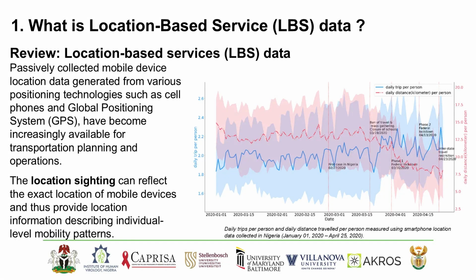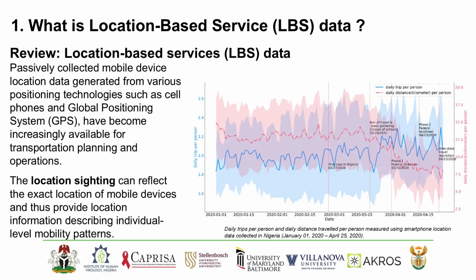Let's take a moment to review what we mean by LBS data, or location-based services data. This type of data is passively collected from mobile devices using technologies like GPS or cellular signals. It doesn't require any user interaction, but it provides incredibly rich insights into human mobility patterns at scale.